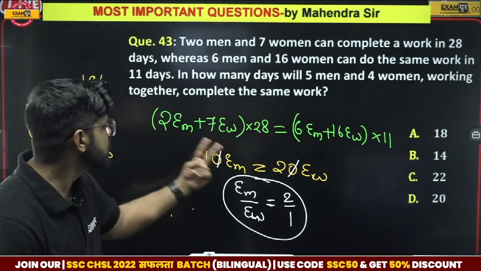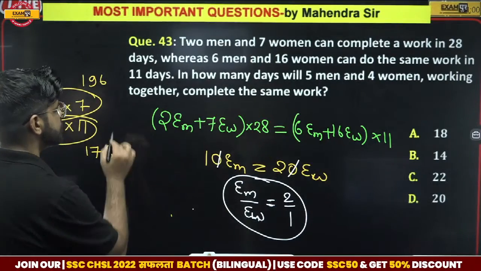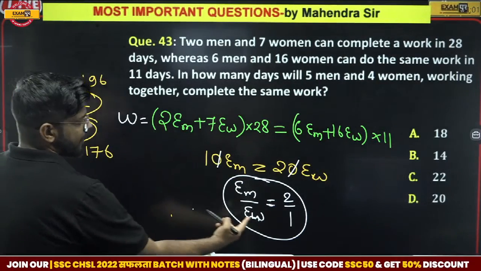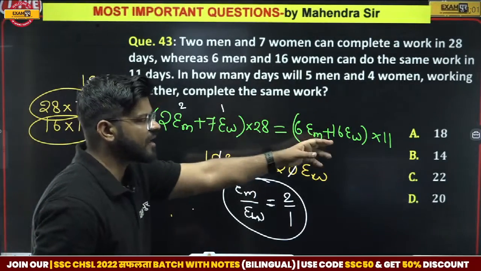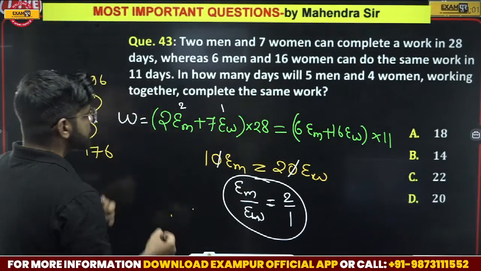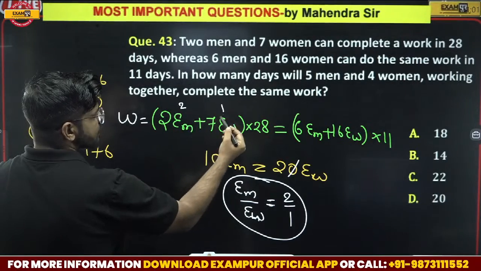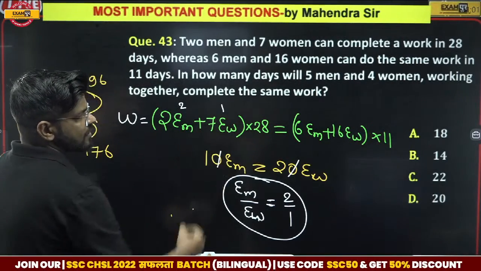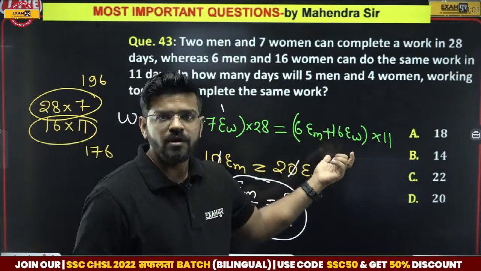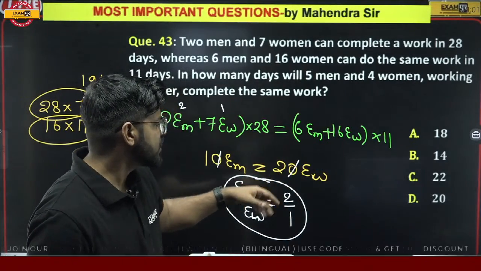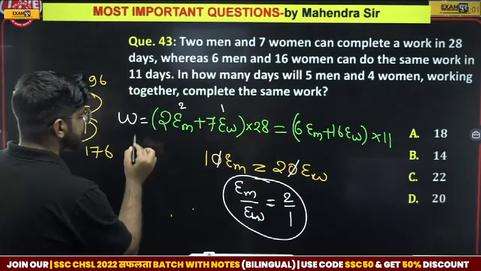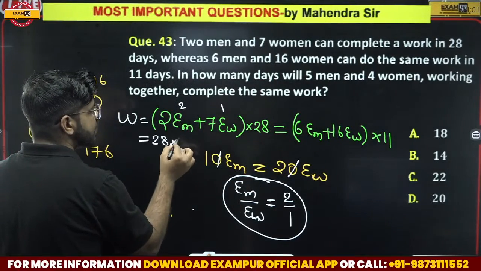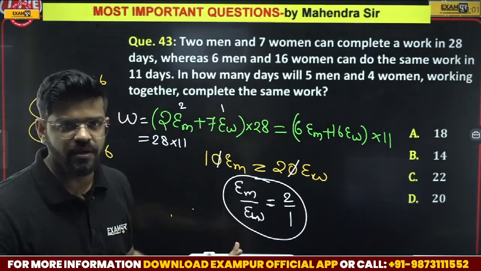Just try to put these values here to get the total work. Now this is the work, and it is 2 and this is 1. Put it anywhere you are comfortable. So 2 2s are 4 and 7, 11 into 28. If you put it here, you will get the same thing: 12 and 16, 28 into 11. So 28 into 11 or 11 into 28, the work is that only.